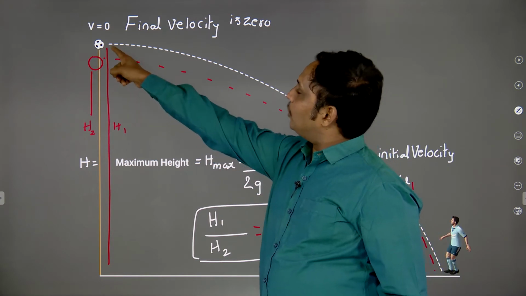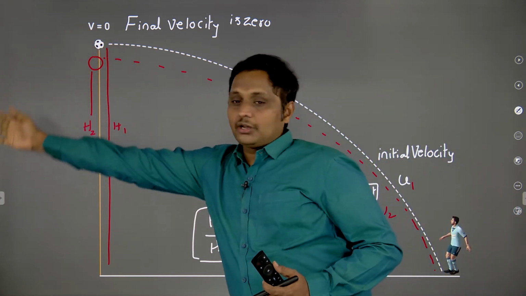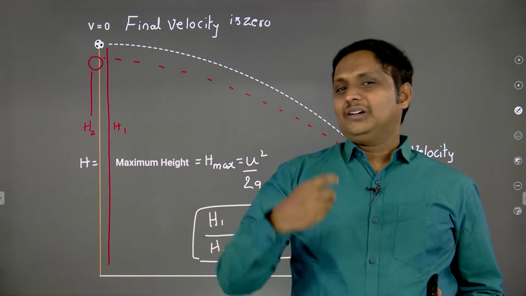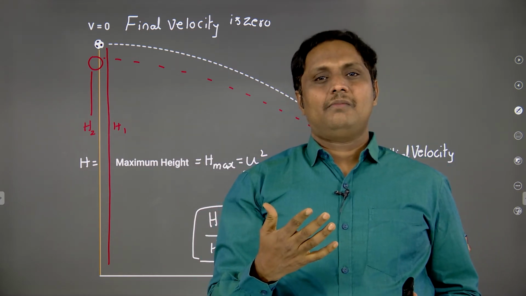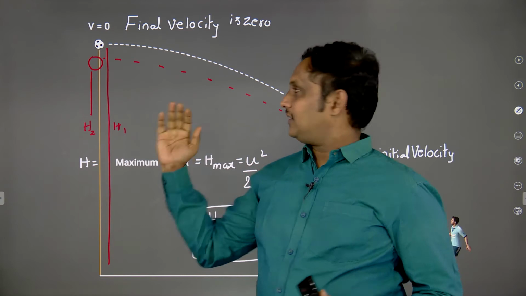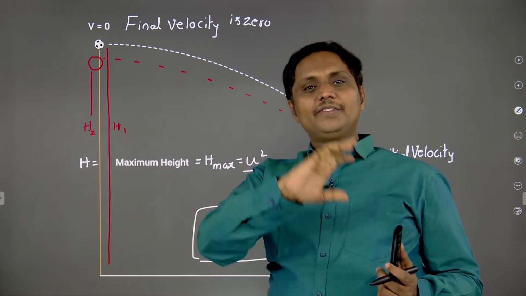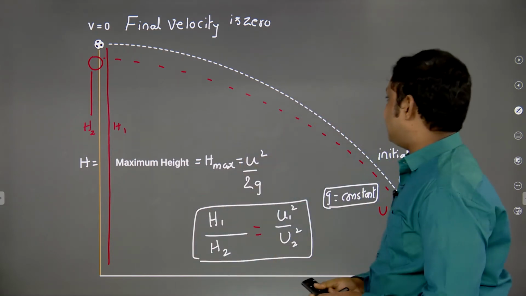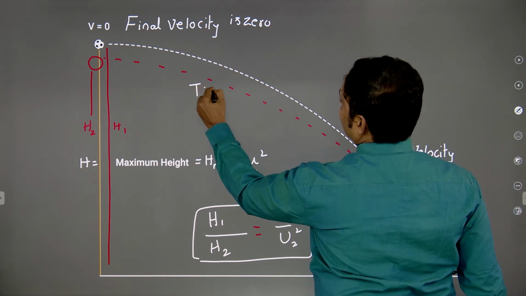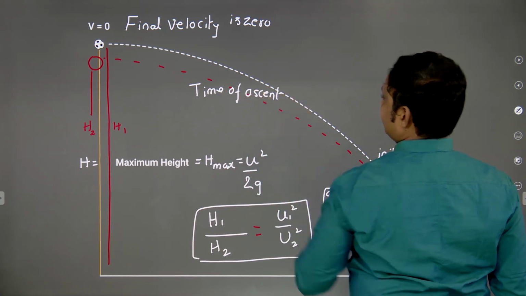The time taken by the body to reach the ground, you have to confirm that it is going to reach the ground. The time taken by the body to reach the ground during its journey is going to be known as time of descent. Time of ascent, time of descent. You should get that time of ascent plus time of descent is the time of flight. You have to get that additional information. You will get that time of ascent.